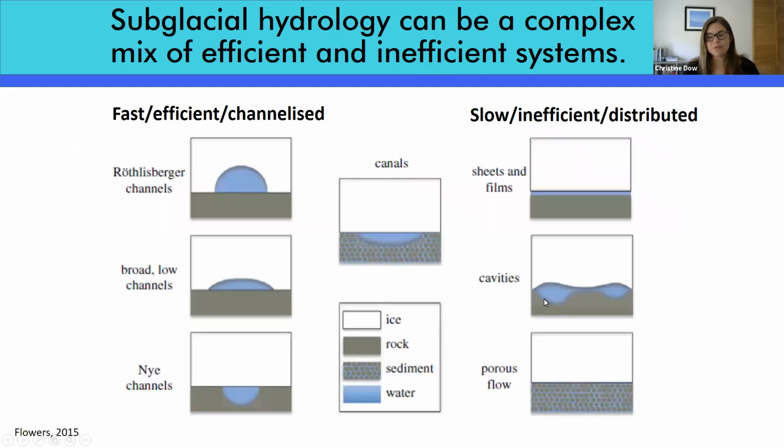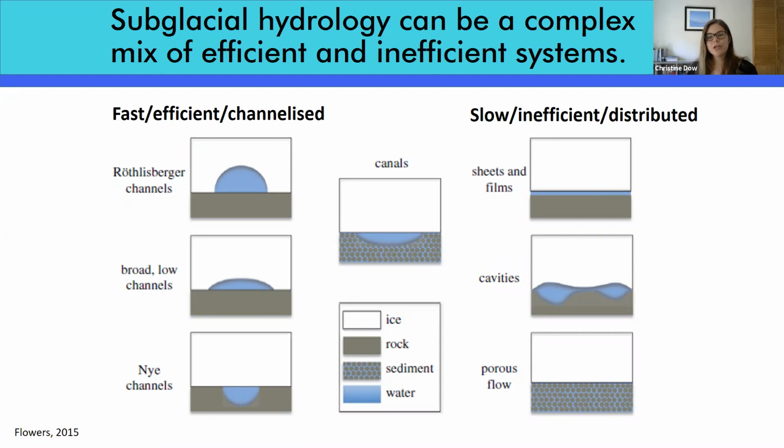Okay, of course, we know that nature is never as simplified as this. We have a whole host of things going on at the bed of the ice sheet. These can be generally categorized into efficient and inefficient. You've got some examples over here, different sizes of channels. You can have water flowing through sediment, water flowing in sheets between the ice and the rock underneath, and probably a whole host of other things that we haven't really thought about so far.